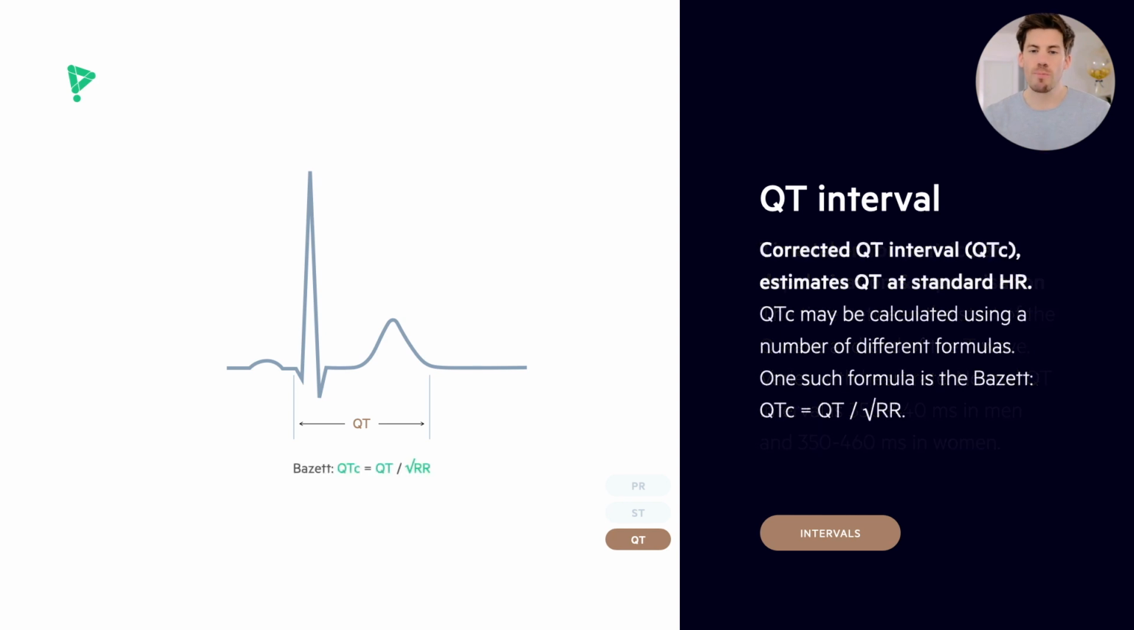One important thing is you may hear something called the corrected QT interval, which is essentially estimating the QT based on the standard heart rate. There are loads of formulas which are used to calculate the corrected QT interval. One of these formulas is the Bazett formula, where the corrected QT, the QTc, is the QT interval divided by the square root of the R to R interval. That being the length between two R complexes.